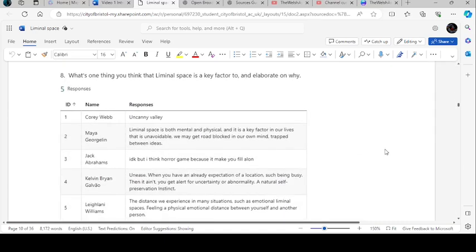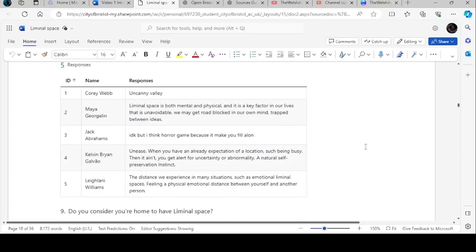My next question was, what's one thing you think that liminal space is a key factor to, and elaborate on why? I will just leave this here for you to see, and if you want to fact check yourself, you are more than welcome.